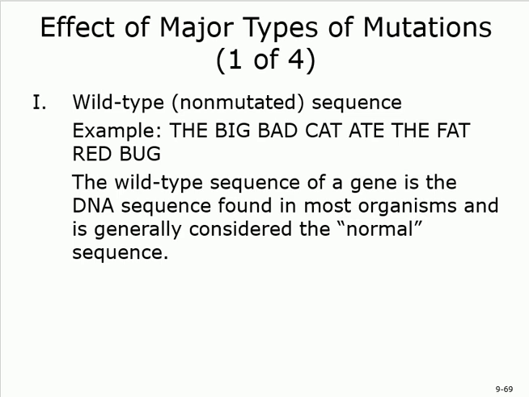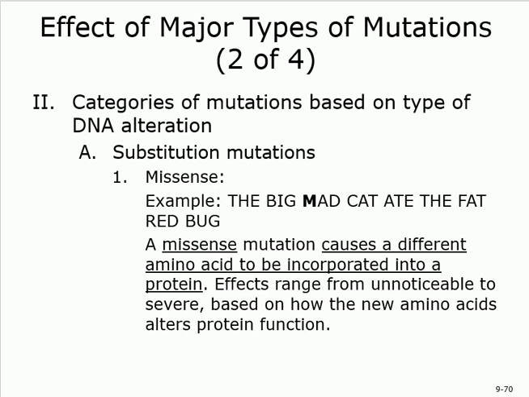Okay? So this is just to practice what we talked about. The big bad cat ate the fat red bug. Okay? Just an example. So this is 3, 3, 3, 3. This is the normal frame. This is the wild type, the normal frame. So here is scenario number 1. You are going to substitute. Instead of the big bad, this is substitution. It's not deletion or addition, right? It's just substitute.